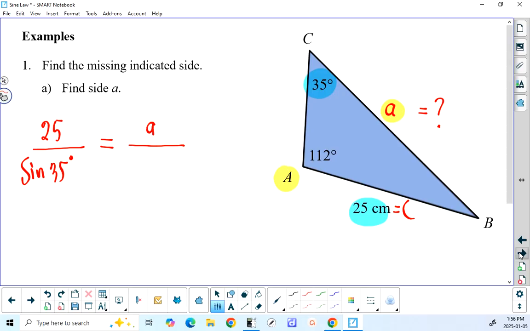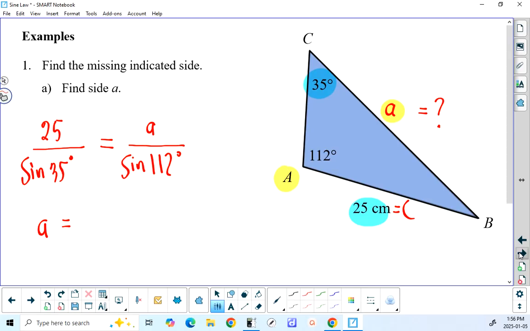We can leave that as A over sine of 112 degrees. So on the top of each side of the equation, we have a side length. And on the bottom, we have the sine of the angle that's across from that length. So now you're going to solve that for side A. You want to make sure that your calculator is in degree mode.